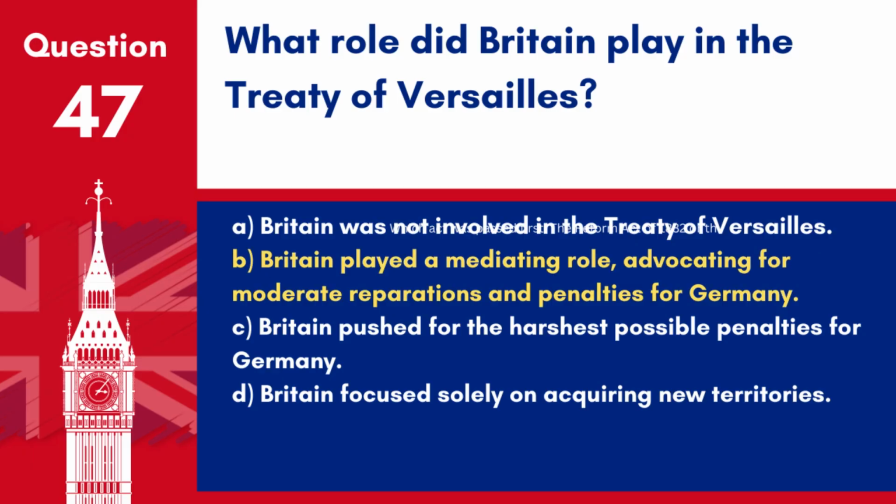Answer: B. Britain played a mediating role, advocating for moderate reparations and penalties for Germany. At the Treaty of Versailles in 1919, while some allies sought severe reparations from Germany, Britain, led by Prime Minister David Lloyd George, advocated for less harsh terms to promote European stability and recovery.